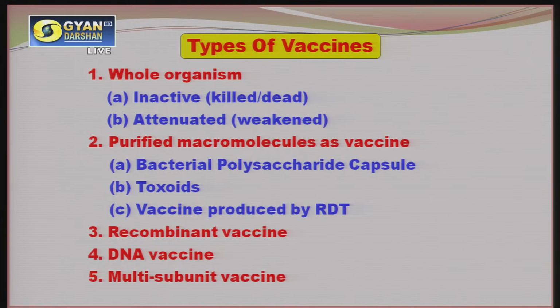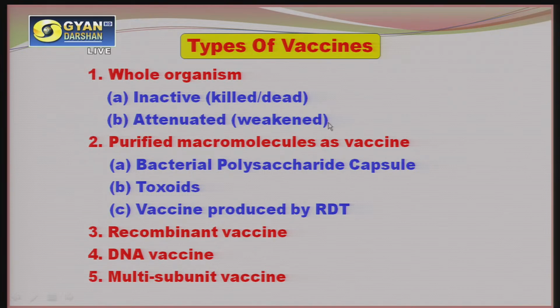Another thing I want to discuss is the types of vaccines. There are several types of vaccines. I have already discussed it: there are 5 main types of vaccines. One is whole organisms, which can be utilized as a vaccine. The first is inactivated, killed, or dead pathogens. Another is attenuated or weakened pathogens.